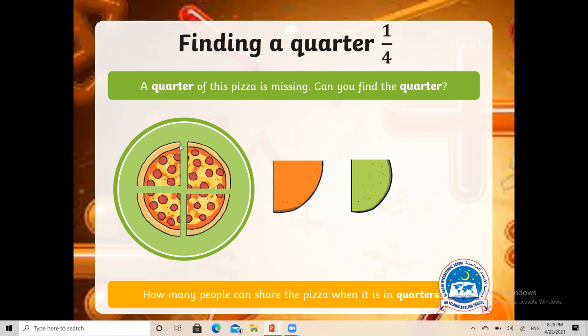Now look at the pizza here. We cut it into quarters, right? Now think, how many people can share the pizza when we cut it in quarters? We have 4 quarters. So how many people can share this pizza? Count. 1, 2, 3, 4. Amazing. 4. Well done.